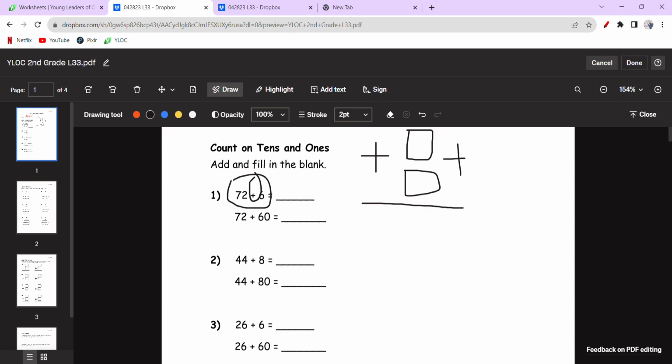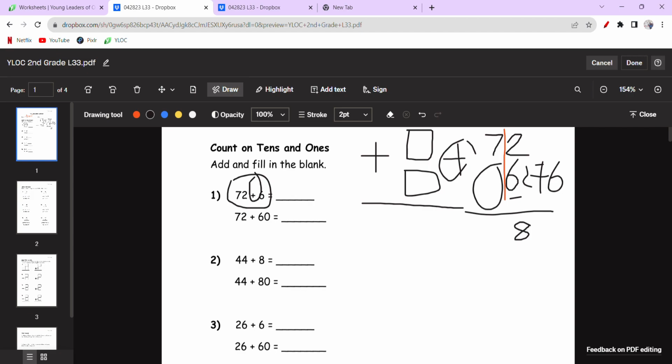Always put the greater number on top. 72 is obviously greater, so you do that plus 6. Always, always, always, please align your digit values so that it's clear what you're adding. This is the ones place and the ones place, so you would do 2 plus 6. 2 plus 6 is, you can count with your fingers, 8. Then you don't have any tens to add, so you just bring down the 7, and it'll be 78 in total.